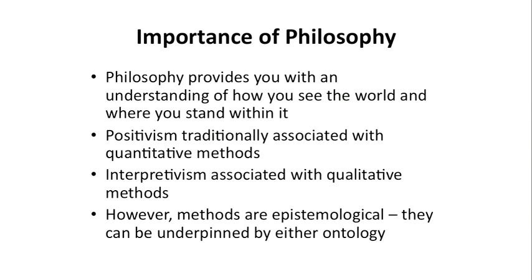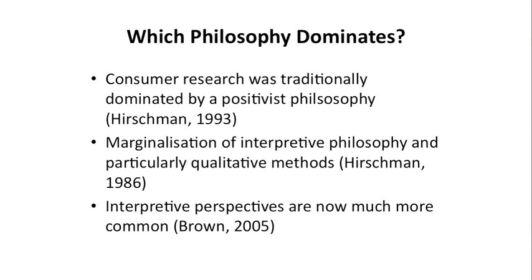So philosophy provides you an understanding of how you see the world and where you stand in relation to your research. Positivism tends to be geared towards quantitative methods, whereas interpretivism tends to have a more qualitative approach. But methods are epistemological and they can be underpinned by either ontology. So which philosophy tends to dominate the social sciences?